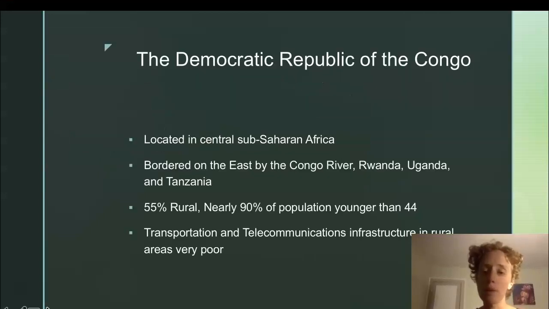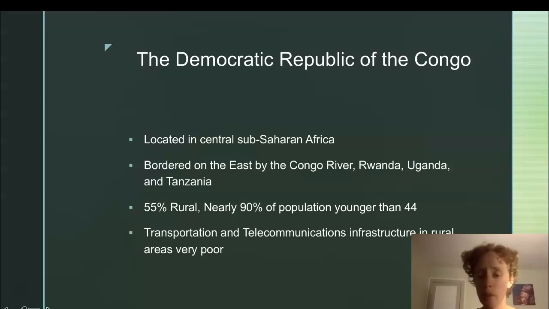So the Democratic Republic of the Congo, just to give some context, is located in central sub-Saharan Africa. It's bordered on the east by the Congo River, Rwanda, Uganda, and Tanzania. This becomes important when we talk about the Ebola outbreak, so that's why I'm only mentioning those bordering countries. It's 55% rural, and nearly 90% of its population is younger than 44.